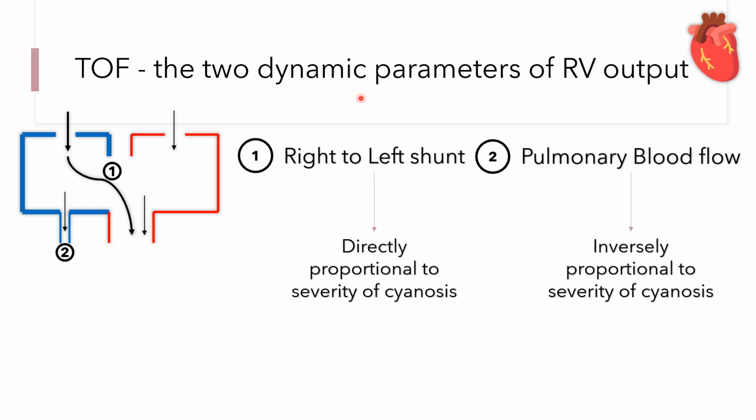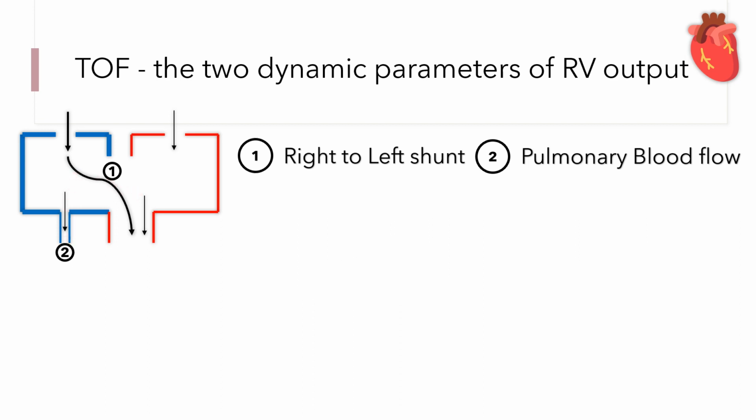That means there are two dynamic parameters of the right ventricular outflow: one is right to left shunt, another is pulmonary blood flow. The more the right to left shunt, the more the cyanosis. The more the pulmonary blood flow, the less the cyanosis. So we have to know the conditions which control the amount of right to left shunt and the amount of pulmonary blood flow. Conditions that increase the right to left shunt will increase the severity of cyanosis, and conditions that decrease it will decrease the severity of cyanosis. Conditions which increase pulmonary blood flow will decrease the severity of cyanosis, and vice versa. The condition that decreases pulmonary blood flow will increase the severity of cyanosis.